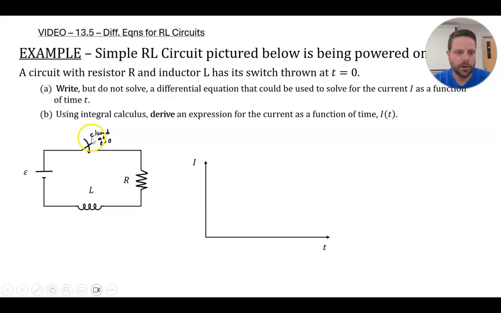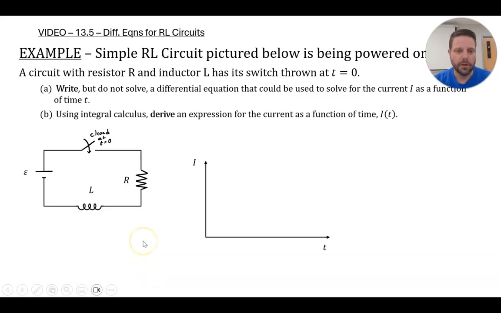And in our problem here, we're going to have an open circuit that at time zero is going to become closed, allowing current to flow. The goal of this is to first write but not solve the differential equation that we could solve for current as a function of time. And then we're actually going to get that current as a function of time by using calculus to solve the differential equation.